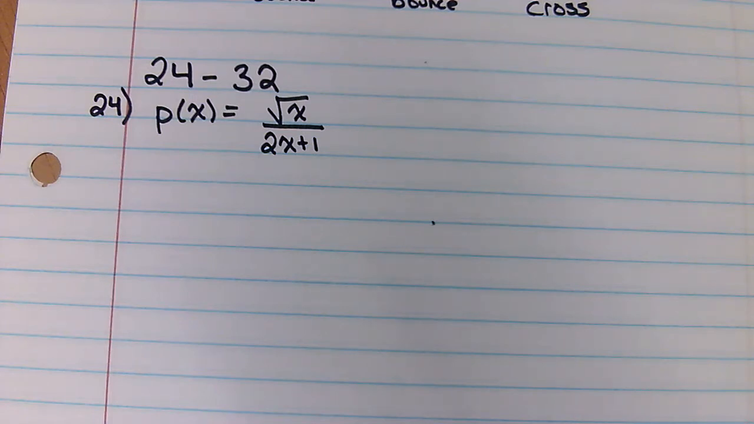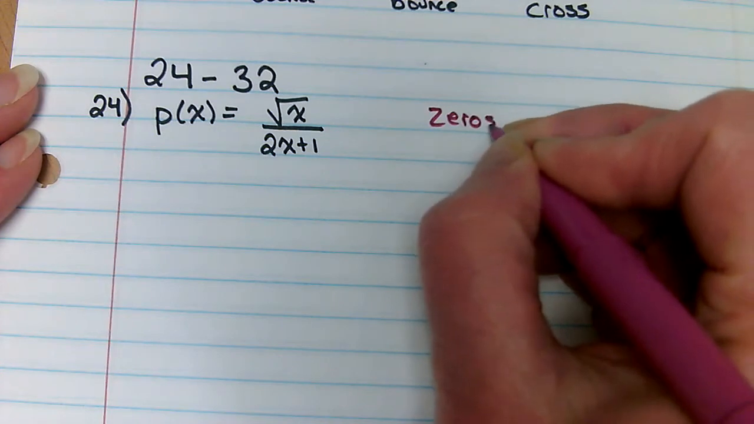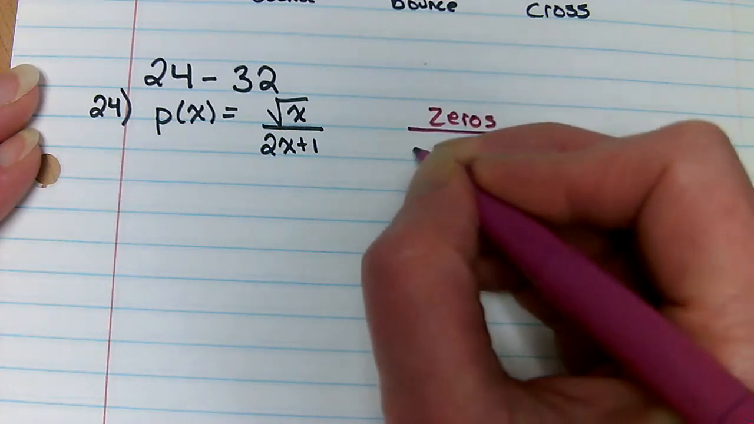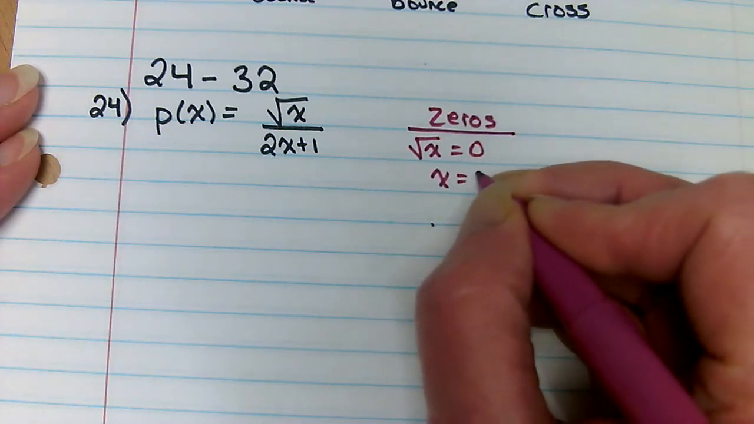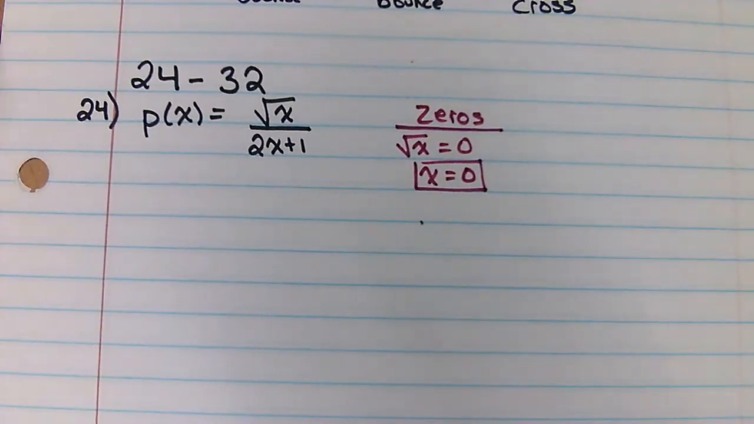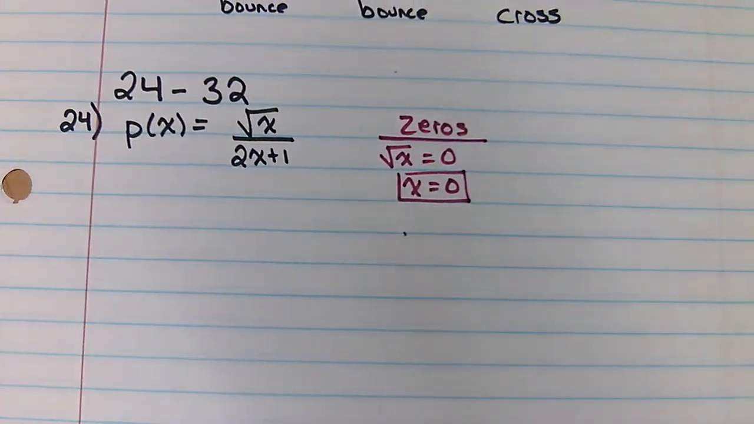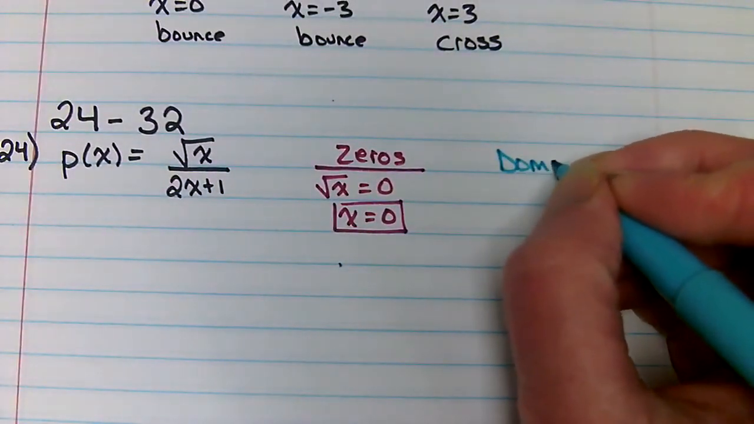So let's just start with our zeros. Zeros are when the numerator is 0. So the zeros would be when the square root of x equals 0, which would be when x is 0. True. Now the domain, I've actually got two things going on here, so I should have thought about that before I spoke. I have to worry about the denominator not being 0, and the square root has to be positive. So there's a couple of things in the domain.